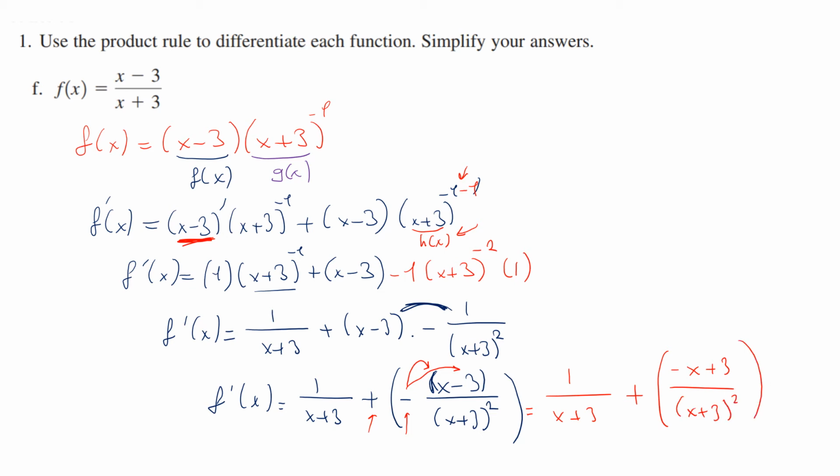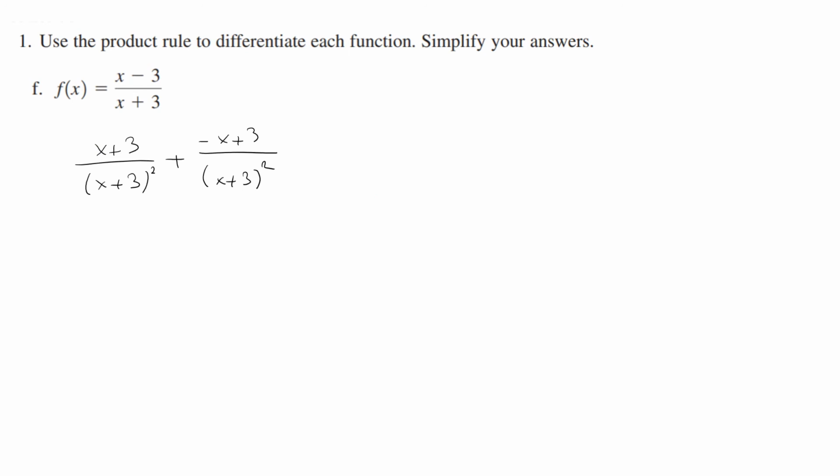So now I can add them together, but I see that I can't really add them because their denominators are not the same. To make it the same, I can multiply this by x plus 3 and then add them together. So now I'm left with this where I can actually add them together.